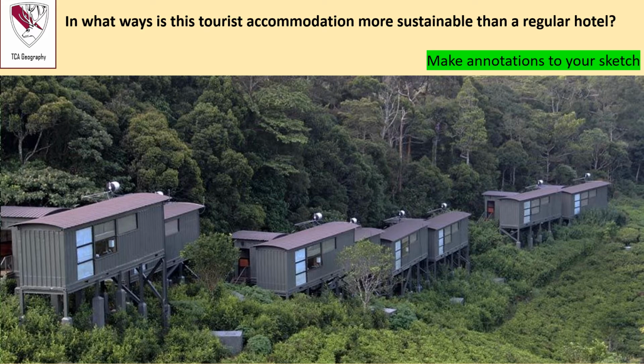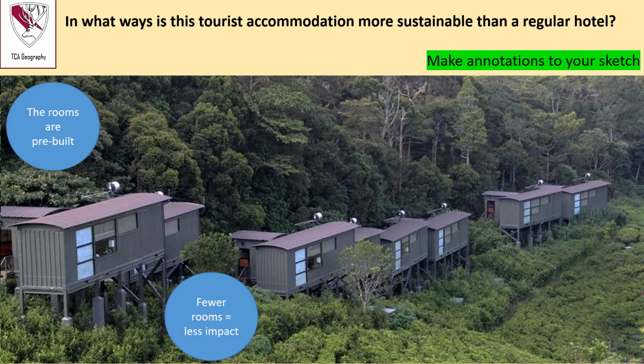Here's an example. This is in the Amazon rainforest. These huts are all pre-built, which means that they didn't have to cut down any trees in order to make them. However, I suppose they did have to cut down some trees to make the space to put them there. There are fewer rooms. A hotel might have hundreds of rooms, but an ecotourism development will be very limited in its size. Fewer rooms means less impact.